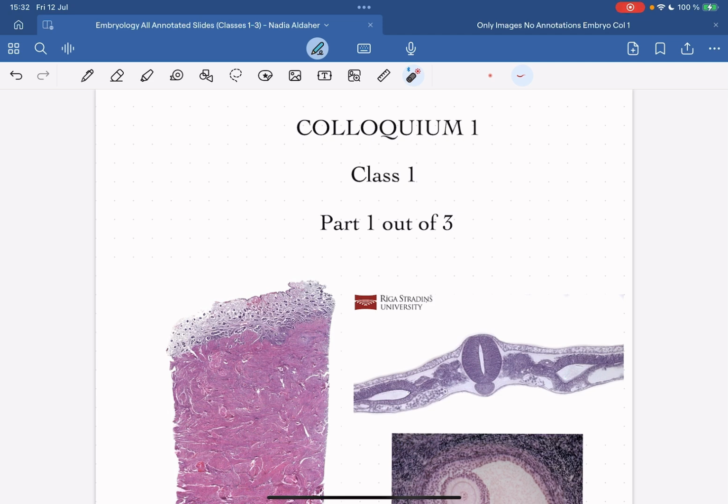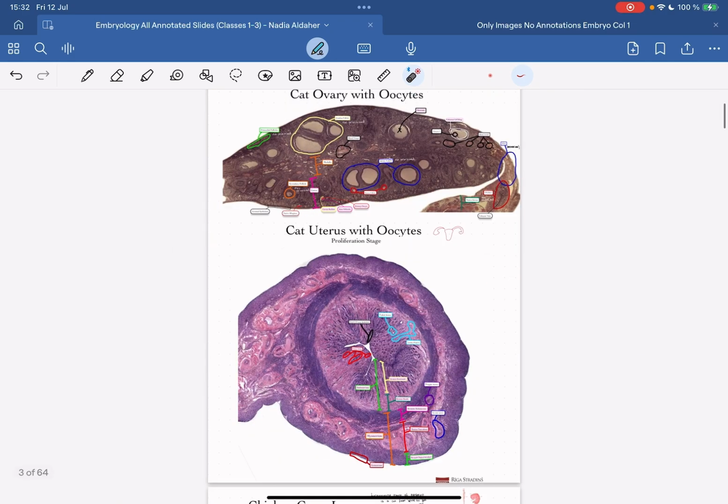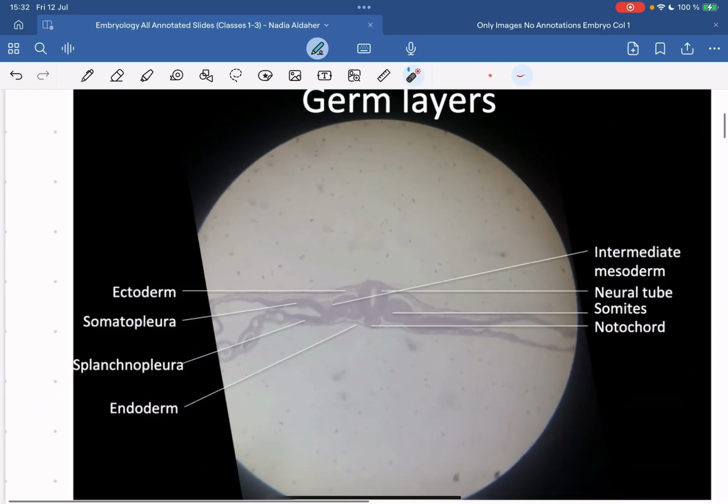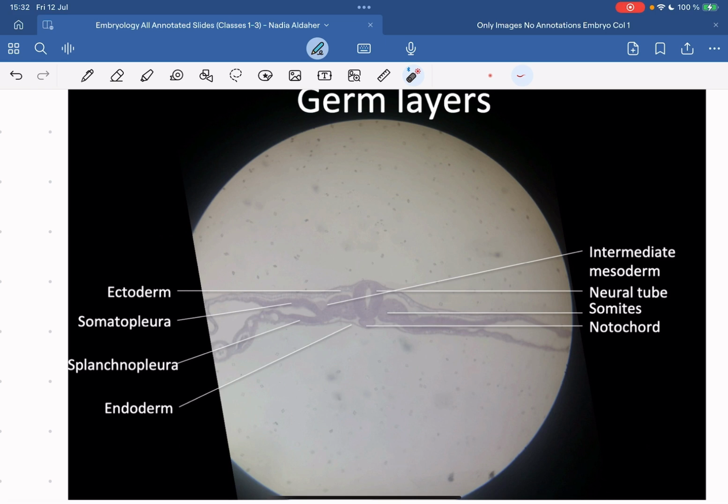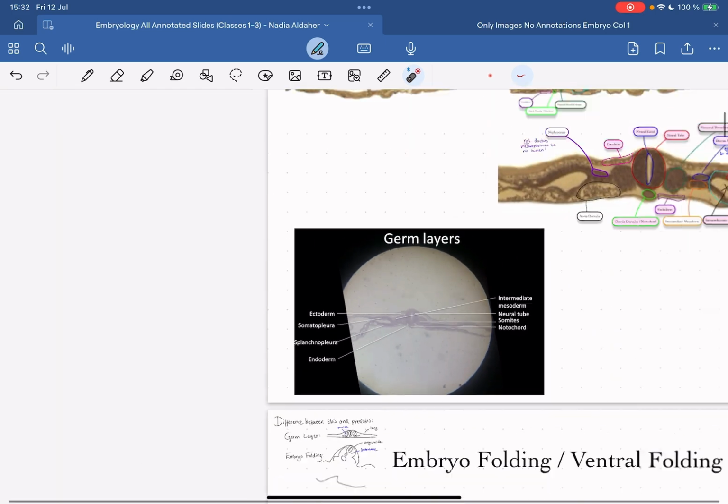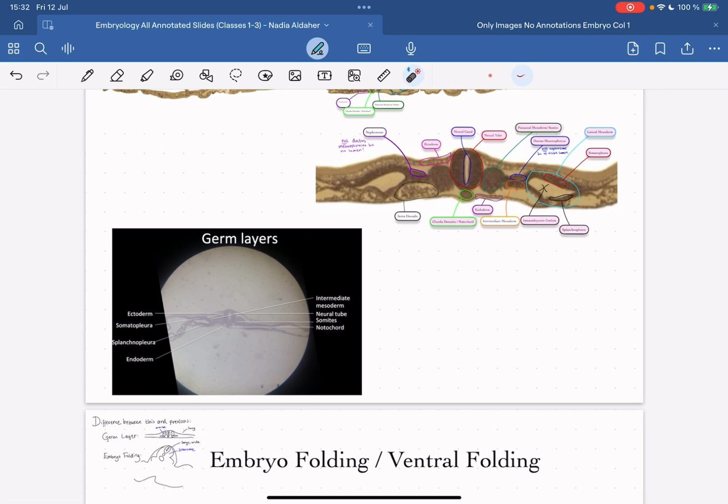Now, why am I doing these videos? So I found it very easy to memorize structure names, but not to actually identify structures, especially considering the fact that we're now dealing with real microscope slides. So during the practical part of the Colloquium, you will be looking at real microscope slides, and you'll have to definitely identify those microscope images in order to gain points.